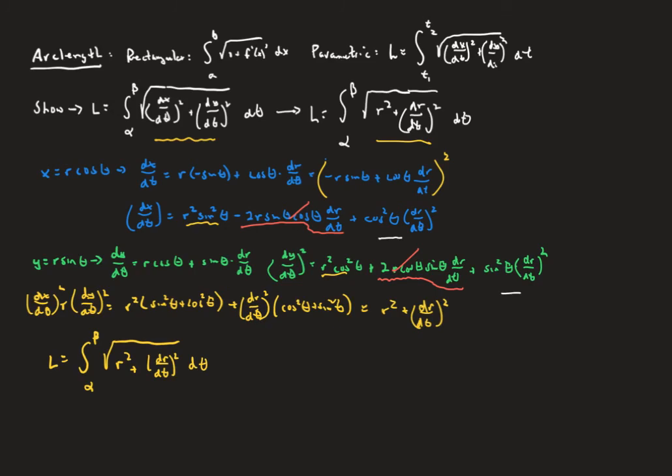So there are, in fact, three different formulas that you're going to have to know for arc length, depending on if we are in rectangular, parametrics, or polars.